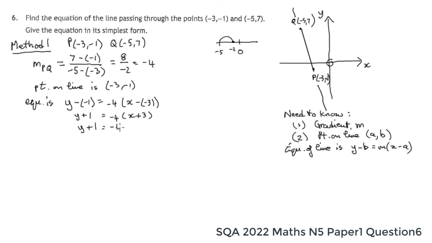Let's multiply this out. Negative 4x, and negative 4 times 3 is negative 12. We can still simplify this a bit by subtracting 1 from both sides. So we get negative 4x, and if we subtract 1 from negative 12, we get negative 13, not negative 11. So there's the equation, y equals negative 4x minus 13. Now that's one method. Let's have a look at method 2.